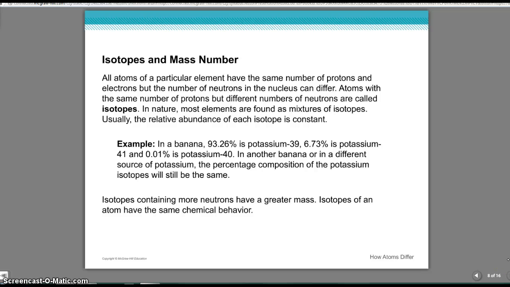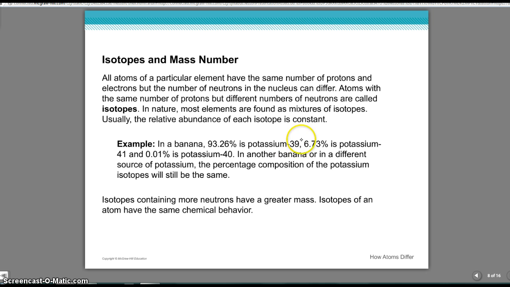Okay, now when you have a particular element, all atoms of that element have the same number of protons, but the number of neutrons can differ. And if you have atoms with the same number of protons but different numbers of neutrons, we're going to call those isotopes. And in nature, most elements are found as mixtures of isotopes. So some isotopes are more abundant than others. For example, potassium is almost all potassium 39. Very little is potassium 41, and almost none is potassium 40.